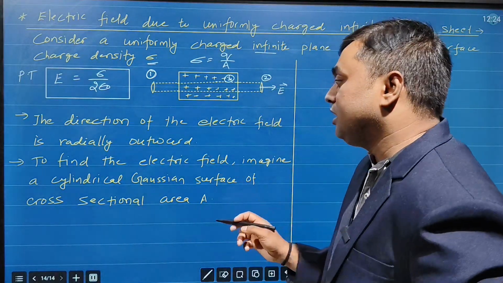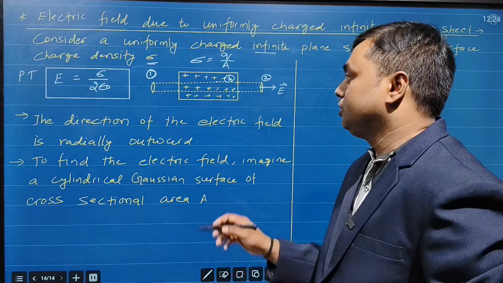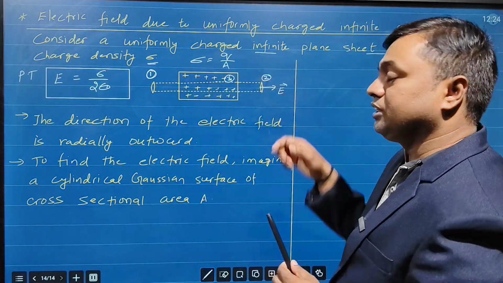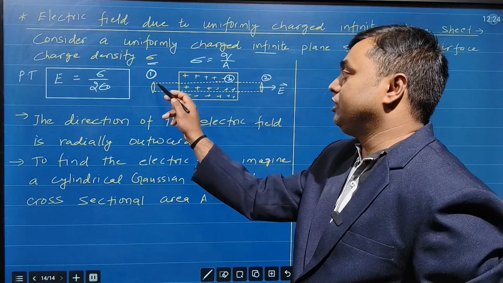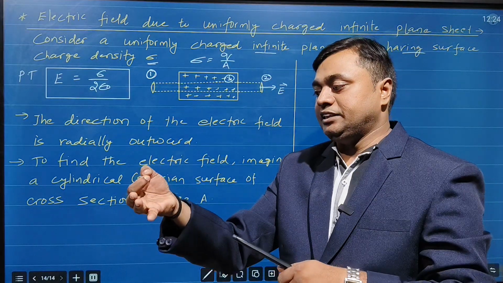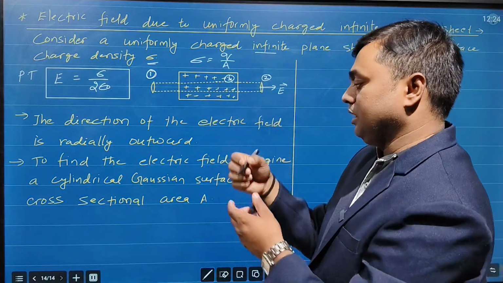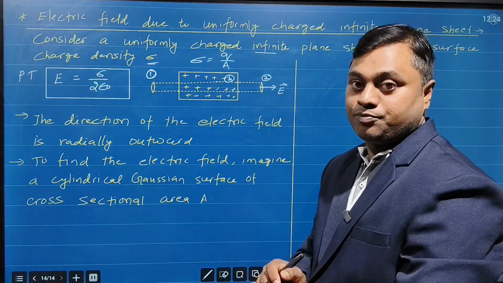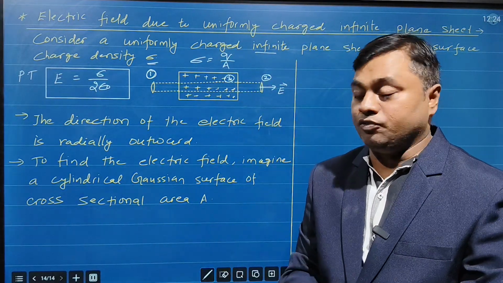To find the electric field, we have to imagine a cylindrical Gaussian surface. We have assumed a cylindrical Gaussian surface which is covering the sheet. So we have assumed that there are three surfaces. One is this end, another is this end, surfaces 1 and 2, and the third is this curved surface area. So we have to find the flux through all three surfaces.